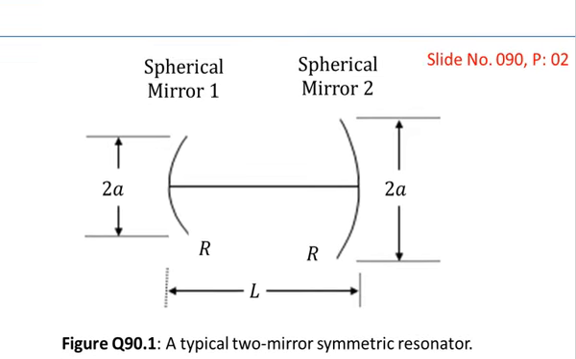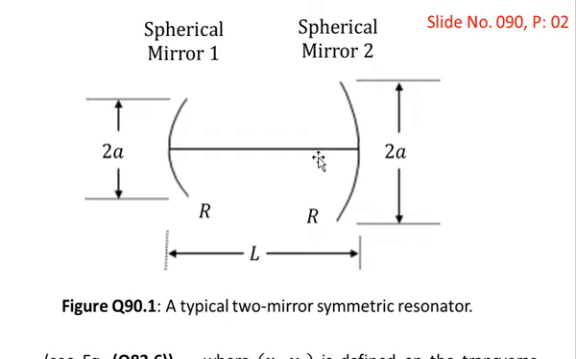The caption is a typical two-mirror symmetric resonator, because we have the same mirrors with the same radii of curvature equal to capital R, and the dimensions of the two mirrors are also the same, that is equal to 2a, and 2a is actually the limiting aperture of each mirror, and the two mirrors are separated by a resonator length equal to capital L, and both mirrors are spherical in nature. The figure explains them.